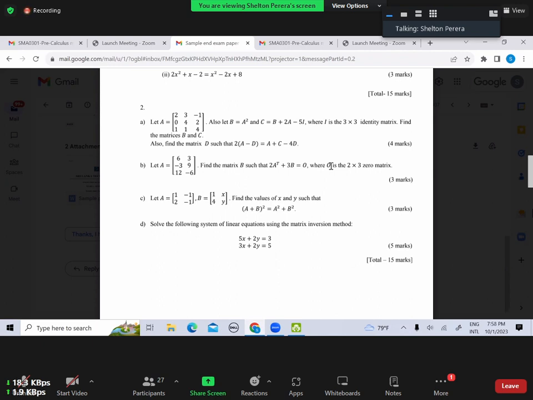Find the matrix B such that, what is the condition? 2A transpose plus 3B equals O, where O is the 2 by 3 zero matrix. Zero matrix is a matrix whose each and every entry is a 0.